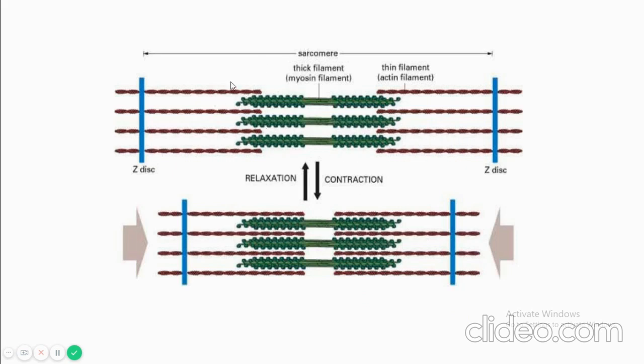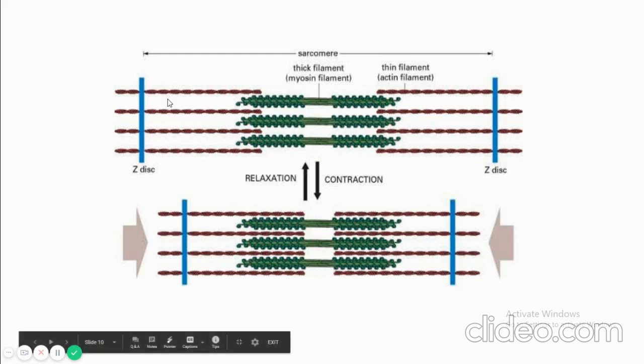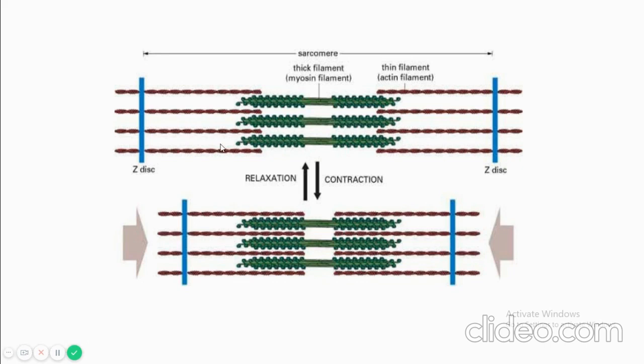So here is another diagram showing one sarcomere. From one Z line to another Z line is one sarcomere. The upper diagram is showing the relaxation state, and the lower one is showing the contracted sarcomere or contracted muscle. Whenever the muscle is relaxed, you can see the thick filament and the thin filaments and the bulbous heads projecting from the myosin filaments. They are not attached to each other. The bulbous heads are not hooked into the actin filament.